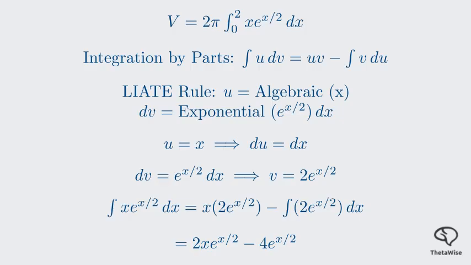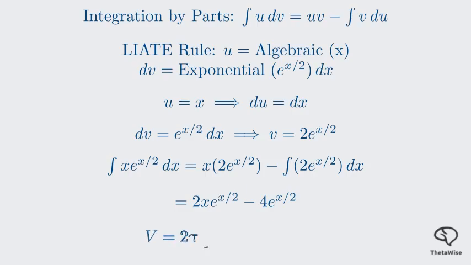We now need to evaluate it over our limits of 0 to 2, and don't forget to multiply by 2 pi. V equals 2 pi times the quantity, 2x e to the x over 2 minus 4e to the x over 2, evaluated from 0 to 2. This will require careful substitution.